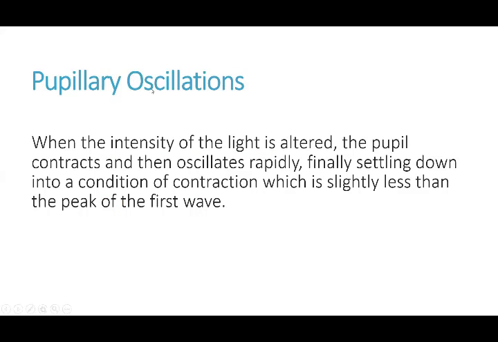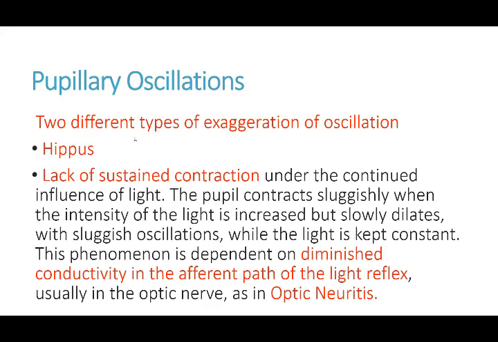Now, normally there are pupillary oscillations. When the intensity of light is altered, the pupil contracts, then oscillates rapidly, finally settling down into a condition of contraction, which is slightly less than the peak of the first wave. Okay? Now, there are two different types of exaggeration of oscillation. This is normal under normal conditions. Okay? So, one is hippus. We'll talk about it in a minute. And the other is lack of sustained contraction.